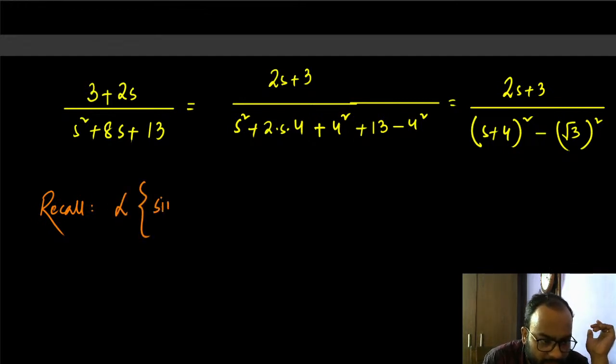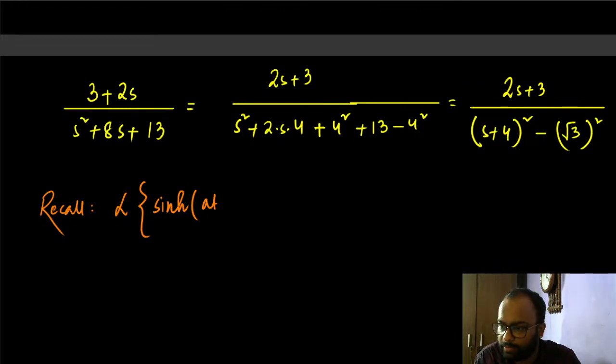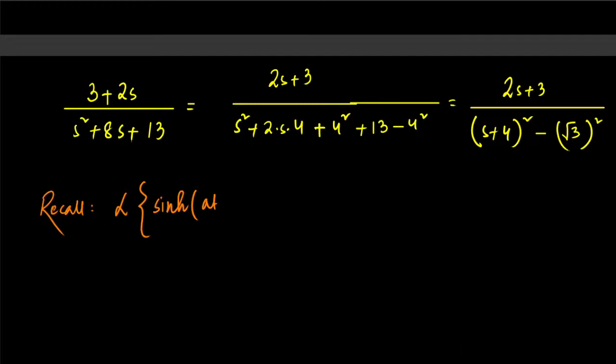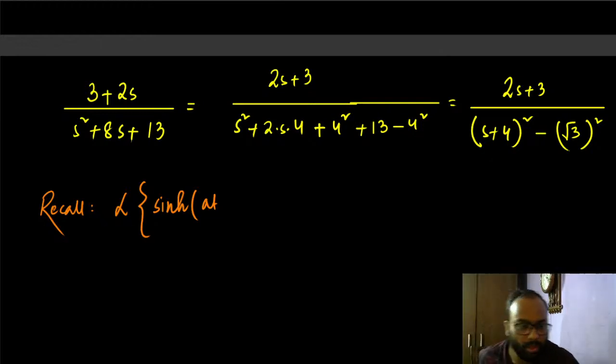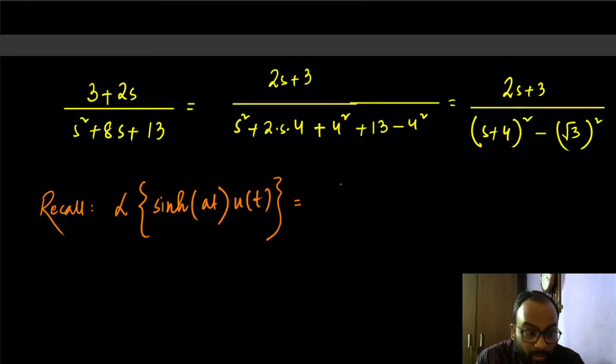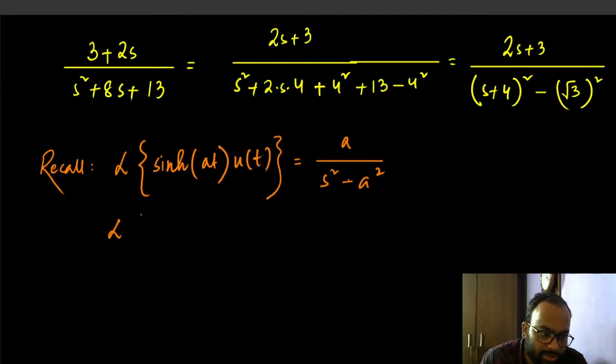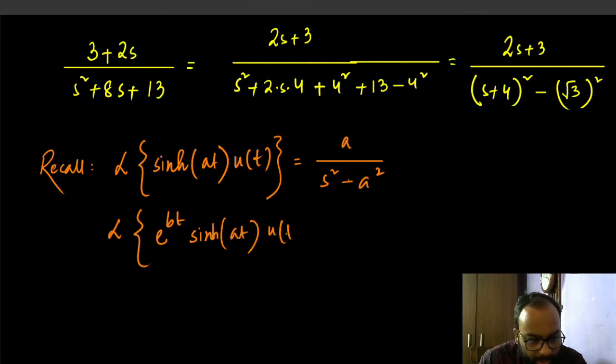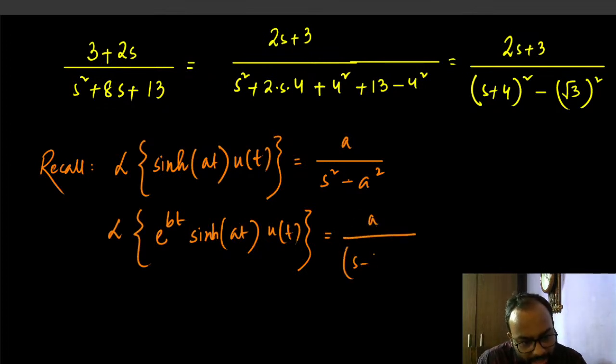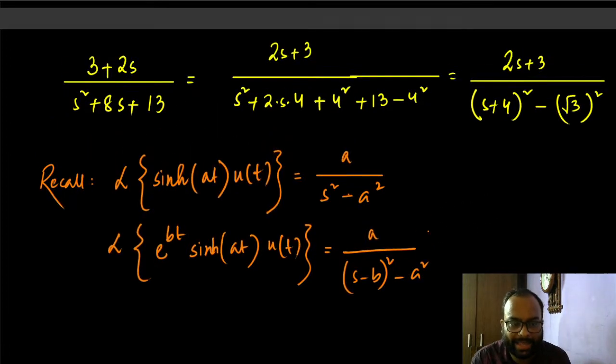The Laplace transform of the sine hyperbolic at. So we know that the Laplace transform of sinh(at)u(t) is a divided by s squared minus a squared, right? Of course the Laplace transform of e to the power bt sinh(at)u(t) is a by (s minus b) whole squared minus a squared. So now see, it is matching up with this, and so does the cos hyperbolic.